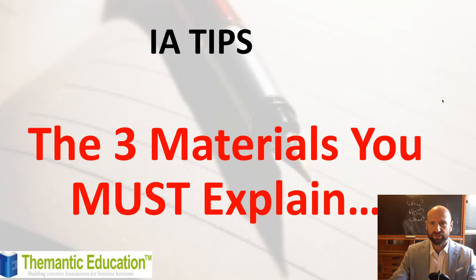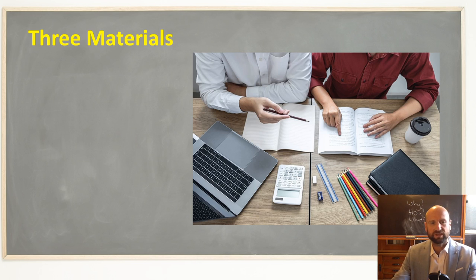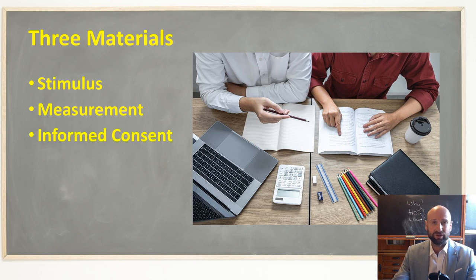G'day, IB Psychologists. In this video, we're going to look at how to explain your materials and the 3 materials specifically that you must explain. It's a pretty common thing that students get wrong, so I just want to give you a couple of quick tips. 3 materials are your stimulus, your measurement, and your informed consent.